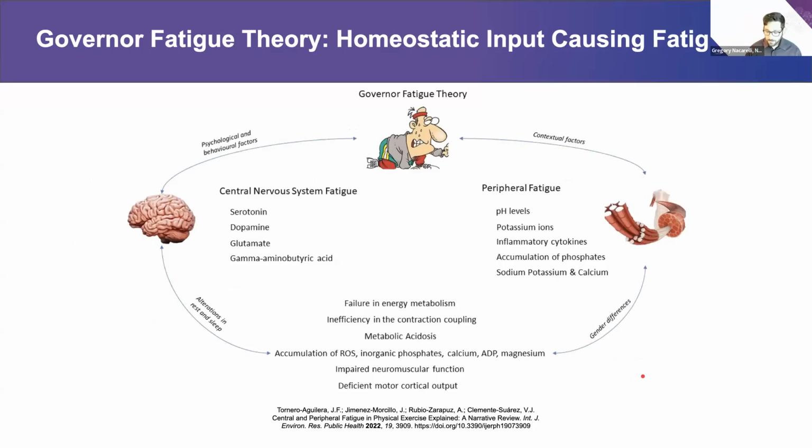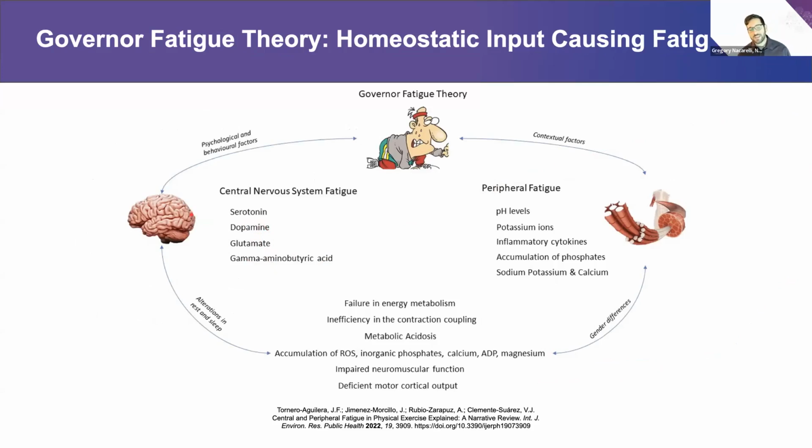So one thing I thought was very interesting when I learned about this is the governor fatigue theory, which is a homeostatic input that is leading to fatigue. So it's basically our brain. So if we're low in neurotransmitters, that could lead to fatigue. So if we're low in dopamine, serotonin, glutamate, GABA, that could lead to fatigue.